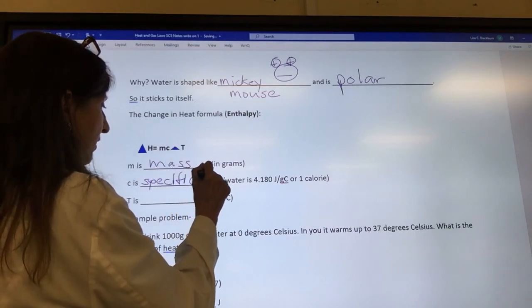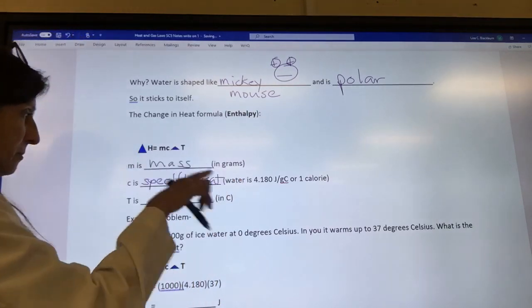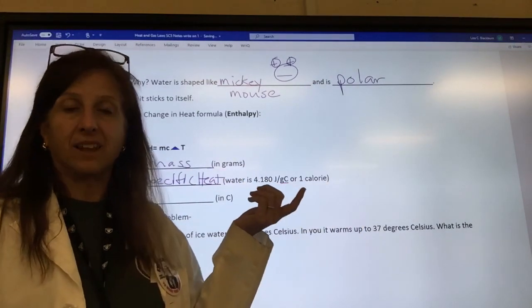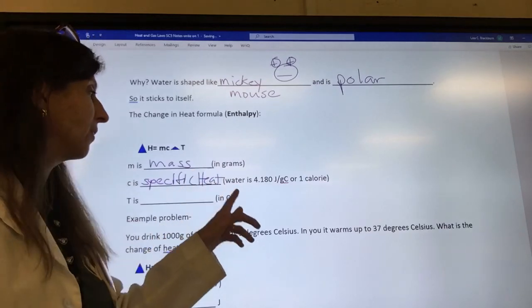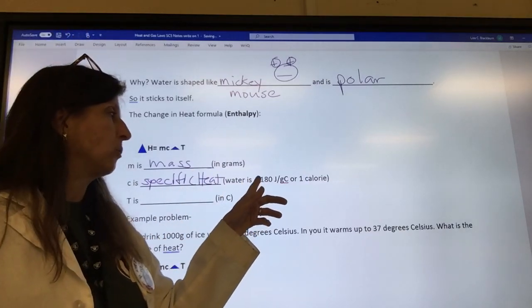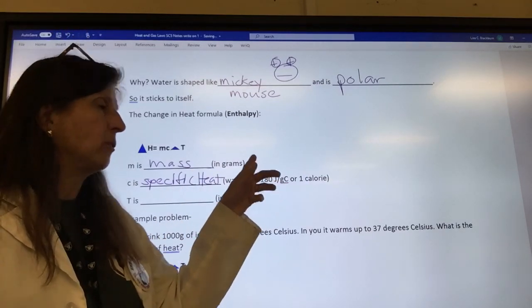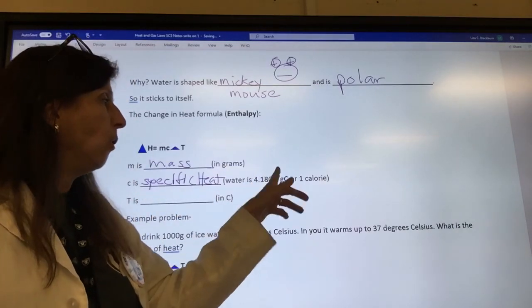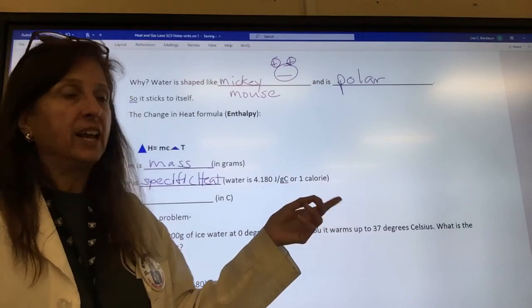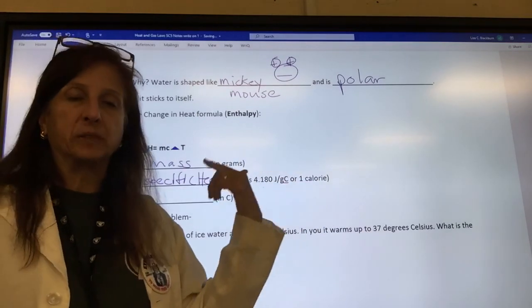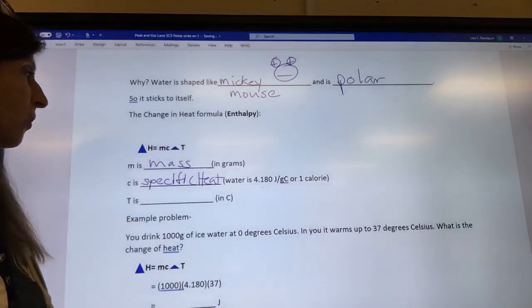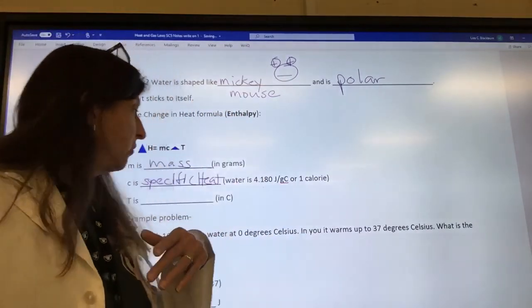Specific heat. If I don't write slow, it really smears it. And for water, you probably should memorize it, because a lot of times your problems are going to be for water. The specific heat for water is 4.180 joules per gram degrees Celsius, or it's 1 calorie. So there are different units for specific heat. You use the one that you need, or that's given to you, and plug it into the formula.